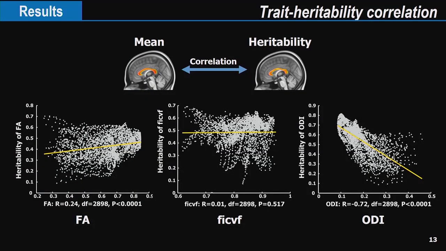So then we conducted a spatial correlation between the mean maps and the heritability maps. And we found a significant correlation in FA and ODI, but not in FICVF. This correlation means that the degree of heritability is related to the phenotype value itself. For instance, the negative correlation in ODI means that a voxel with a more dispersed fiber structure will be less influenced by genetic factors.